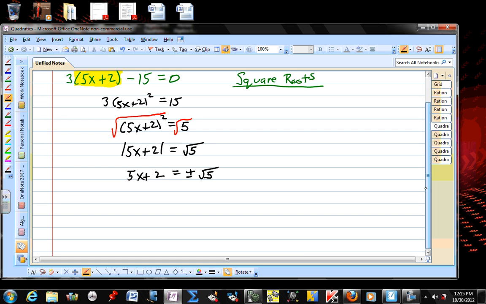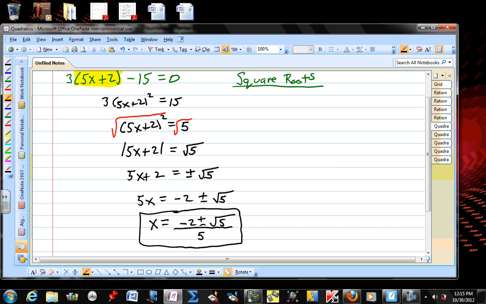And now it's just old school algebra. We're going to subtract 2. Now we'll divide by 5. Here are two answers. Since we cannot simplify the square root of 5, we're going to stop here. We could always get decimal values if you're looking for decimal approximations. But this is a review of solving quadratic equations by extracting square roots.